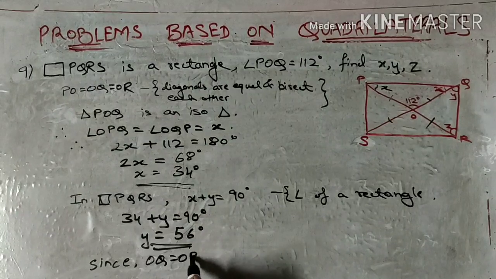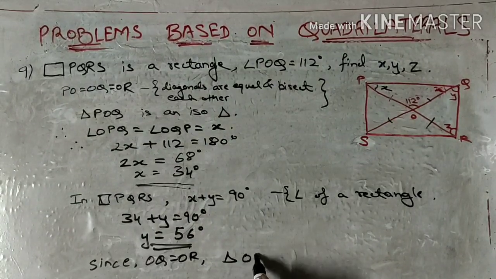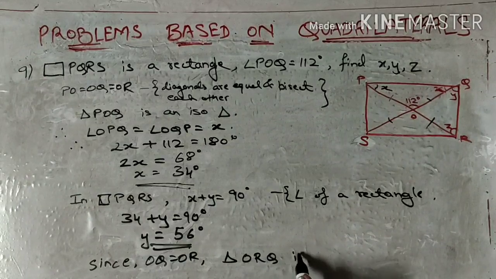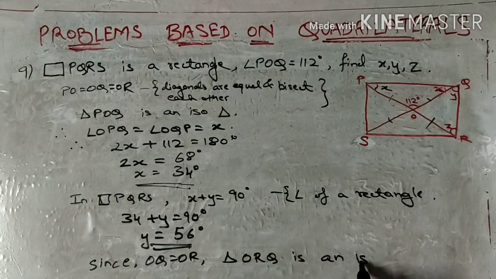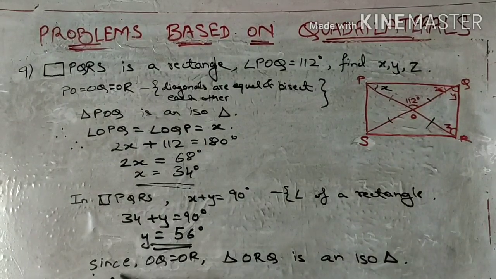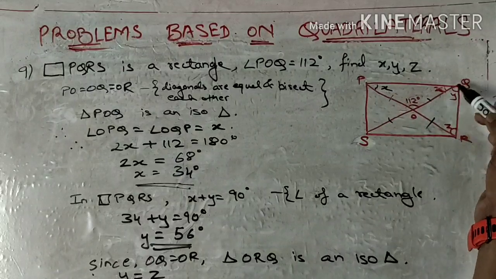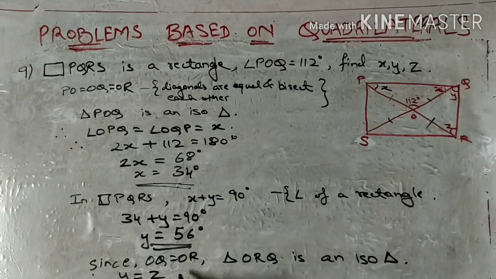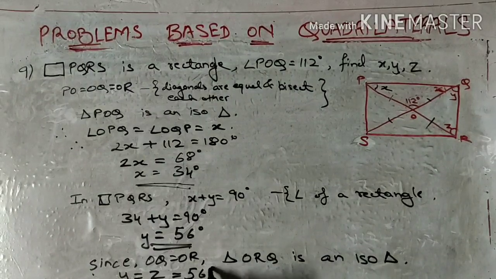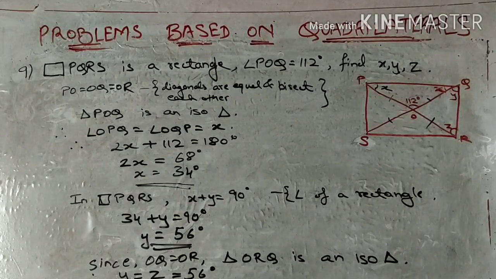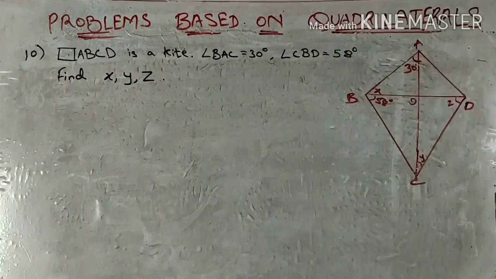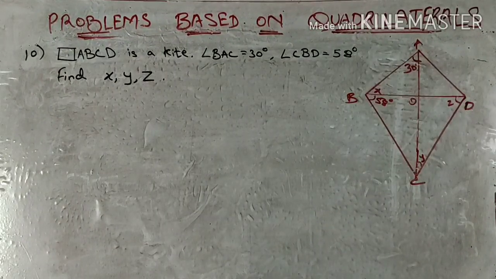Since OQ is equal to OR, triangle ORQ is an isosceles triangle. Therefore, y is equal to z. Angle OQR is equal to angle ORQ, which is nothing but 56 degrees. Therefore, we find all the angles: x is equal to 34, and y and z are equal to 56 degrees. Our next problem is based on one of the most popular shapes amongst quadrilaterals, that is the kite.